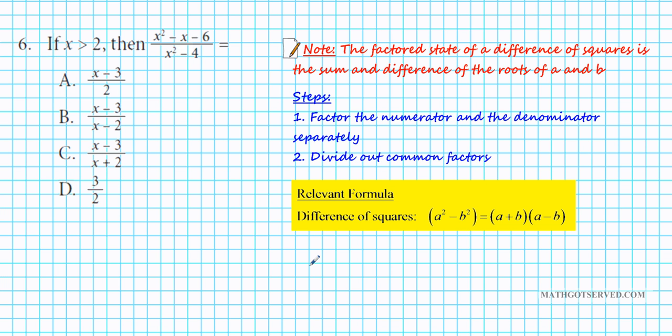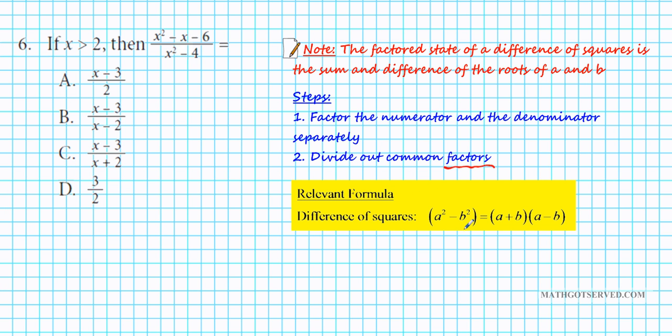These are the steps we're going to use to solve this problem. First of all, we're going to factor the numerator and the denominator. It's good to do them separately so we don't get our work confused. And then we'll cancel out any common factors. Notice the keyword here is factors. Those are the only things you can divide out.